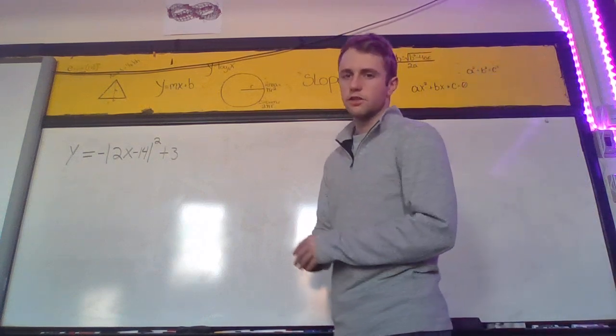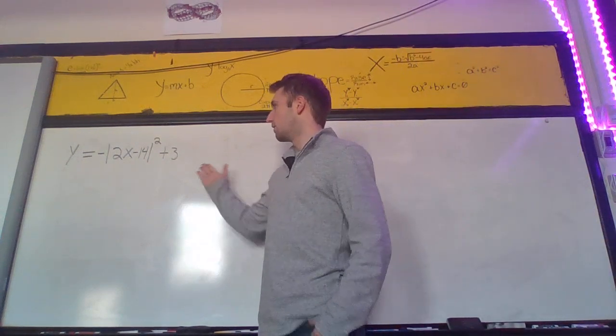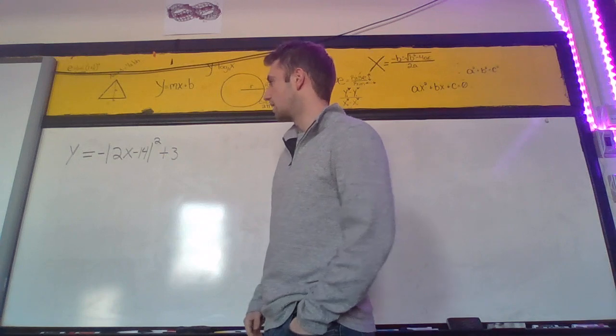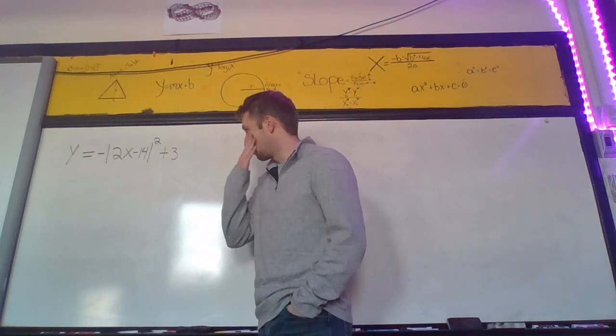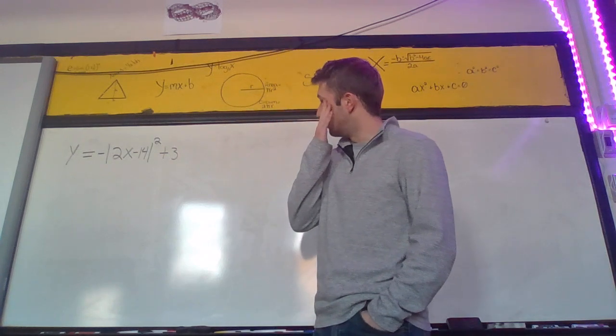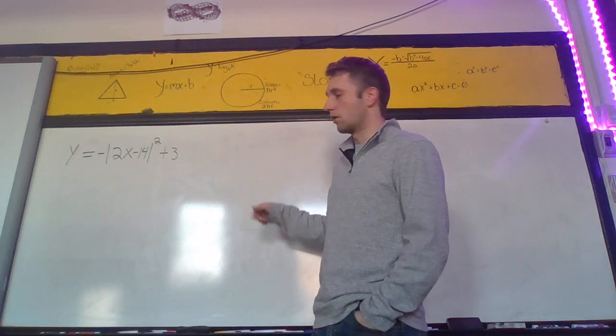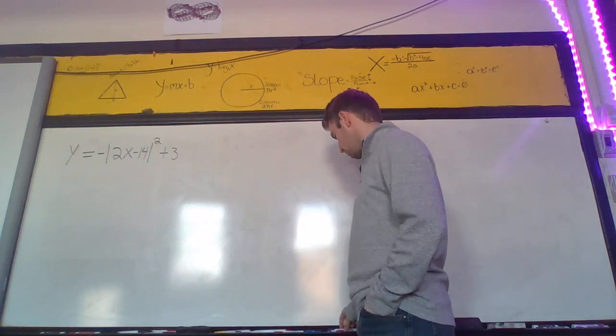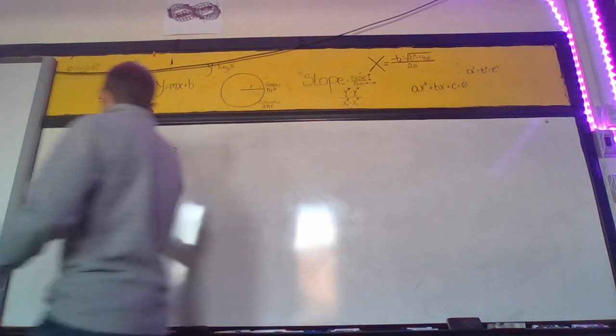Okay, so let's say that you have got a parabola like this. y is equal to negative absolute value of 2x minus 14, absolute value squared, plus 3. So the first thing that you want to do is find your vertex.